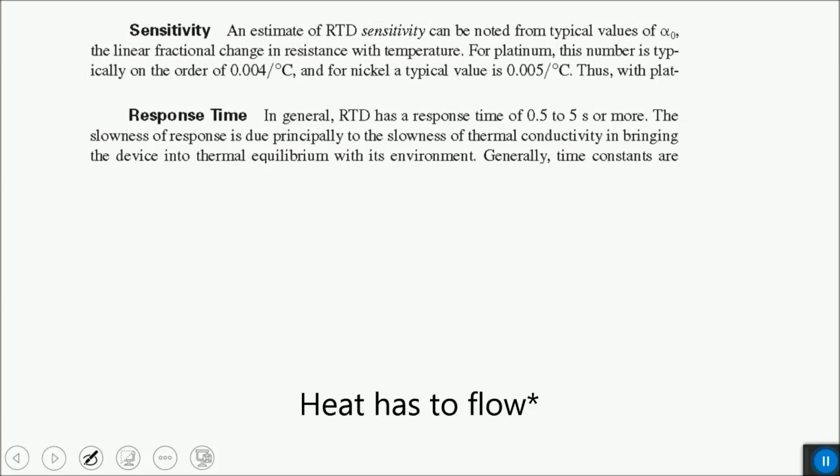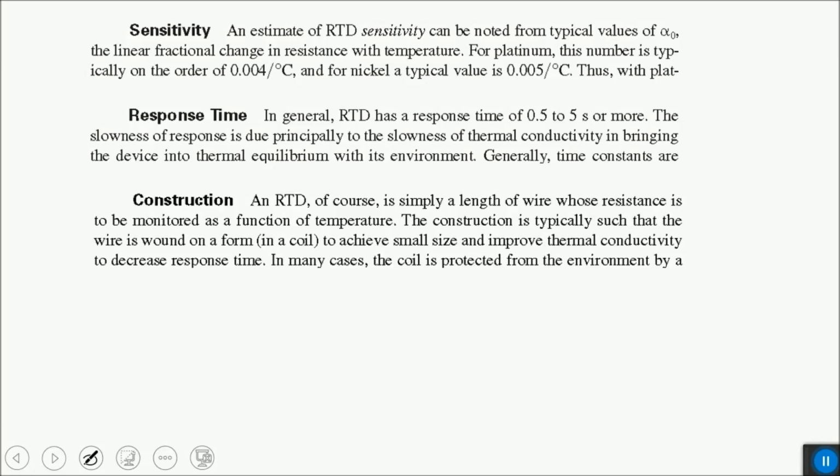So the temperature has to physically flow from the environment to the device, and the response time is when they are in steady state. So the thermal equilibrium has been established, and to establish that thermal equilibrium, it takes some time.